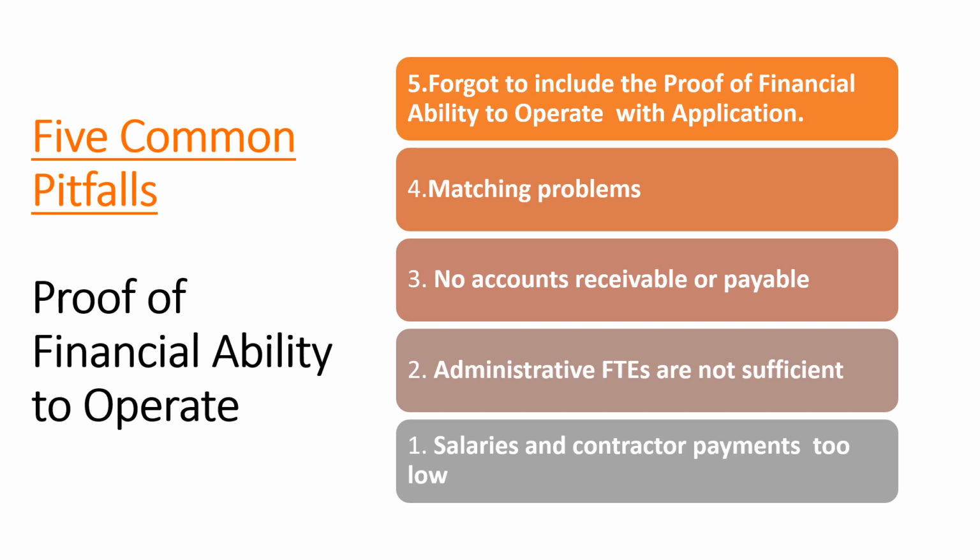Number 2 is administrative FTEs are not sufficient. First of all, an FTE is a full-time equivalent. That's a person who works 2,080 hours. So one FTE is one person working 2,080 hours.